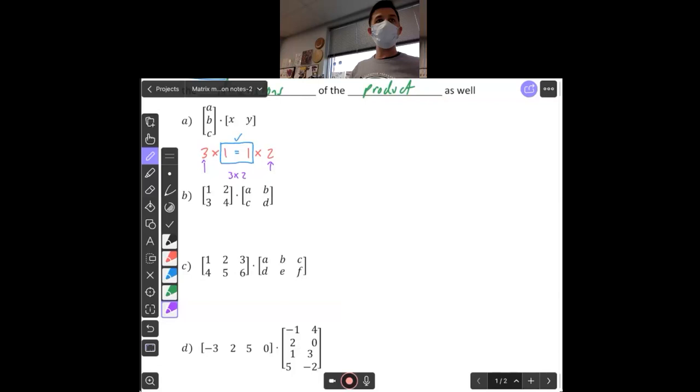Brian asked if it was because of the ones. Nope. It's always those outside 2 numbers that will tell us how big the answer is going to be. So the inside 2 will tell us if the problem can be done. The outside 2 will tell us how big the answer is. Every single time.